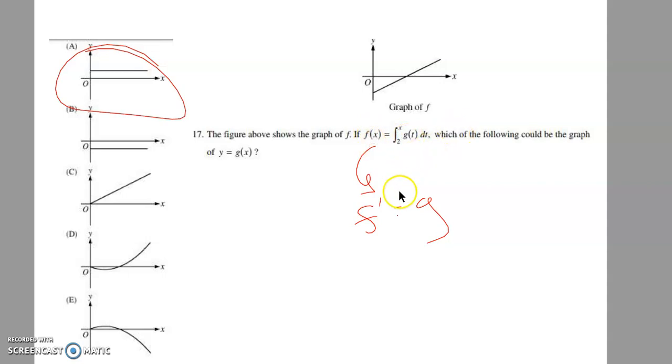If this is F, then what is G? This should be a line. This is an equal sign right here. F prime is G, right? So G is just going to be the derivative of this graph, right? They don't give me any information about this other than I can see that it has a positive slope, right? And it looks constant, right? It looks like this is a line, right? So what's the slope of a straight line that's going up? It's a positive number. So I take A.